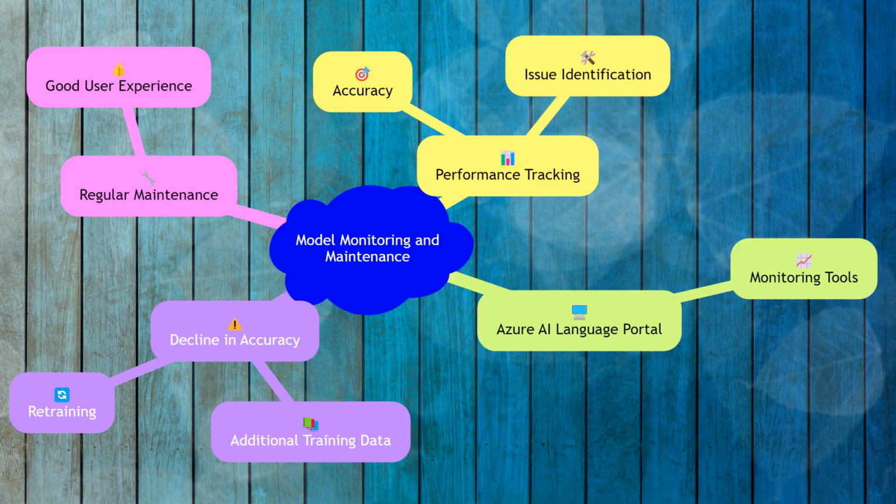After deploying your language understanding model, it is important to monitor its performance and make necessary updates. Monitoring involves tracking the model's accuracy and identifying any issues that may arise. In the Azure AI Language portal, you can use the monitoring tools to track the model's performance. If you notice a decline in accuracy, you may need to provide additional training data or retrain the model. Regular maintenance ensures that your model continues to perform well and provides a good user experience.